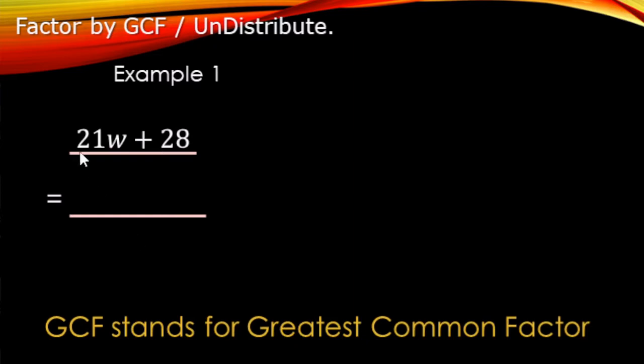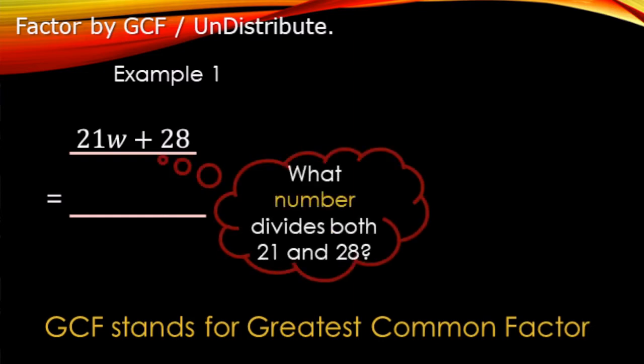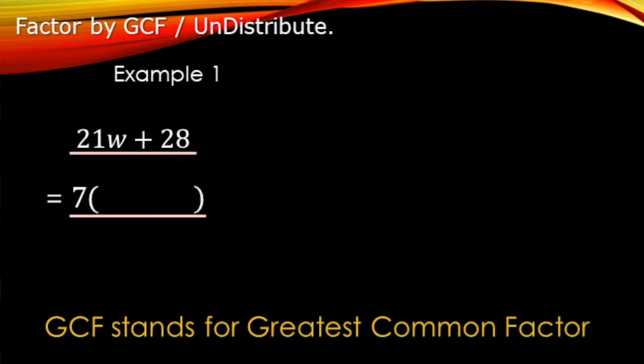Example number 1 here. 21w plus 28, we are going to factor or undistribute. So we are looking for the biggest number that divides both 21 and 28. So that's going to be a 7. So here we go. We got 7. And then we're going to divide out or undistribute or factor out the 7 from our original expression. So 7 times what makes 21w? That's going to be 3w. Another way of saying that is 21 divided by 7. We can also do that. 28 divided by 7. 7 times what makes 28? That's going to be a 4.